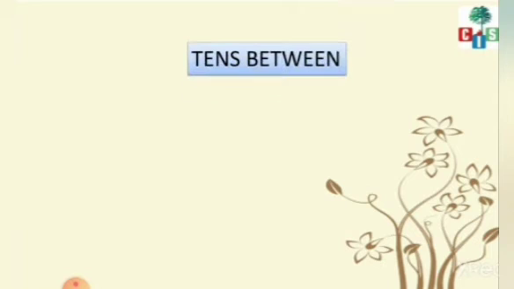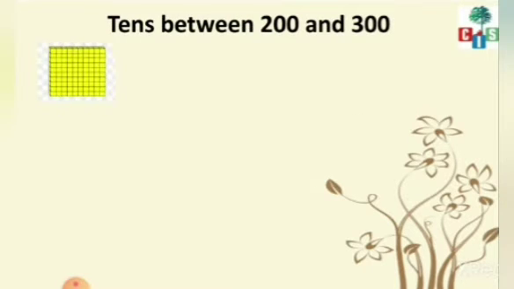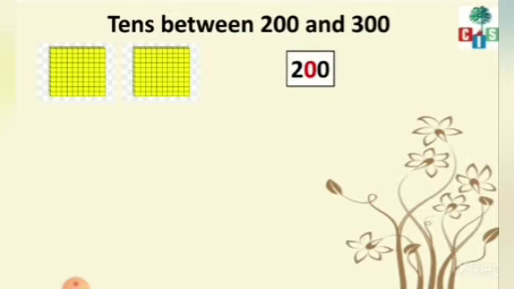Today we are going to study about tens. So tens between 200 and 300. We have to find out the tens numbers between 200 and 300. So let's start. This is a block of 100. So here it's 1, 2. There are two blocks of 100. So the answer is 200.